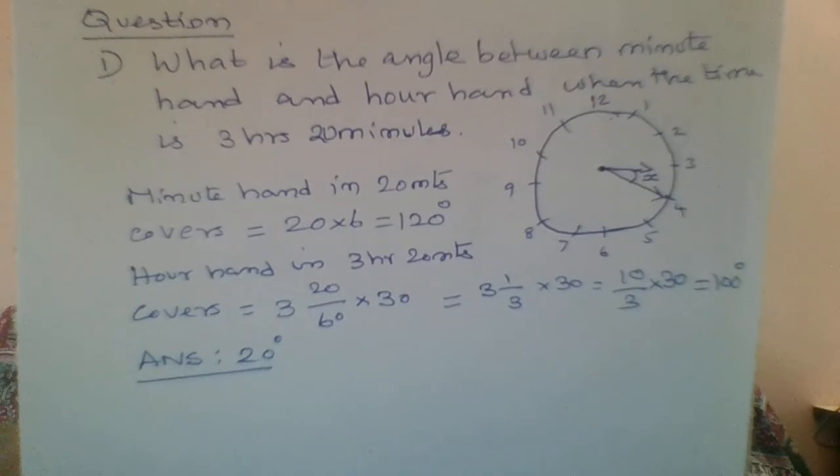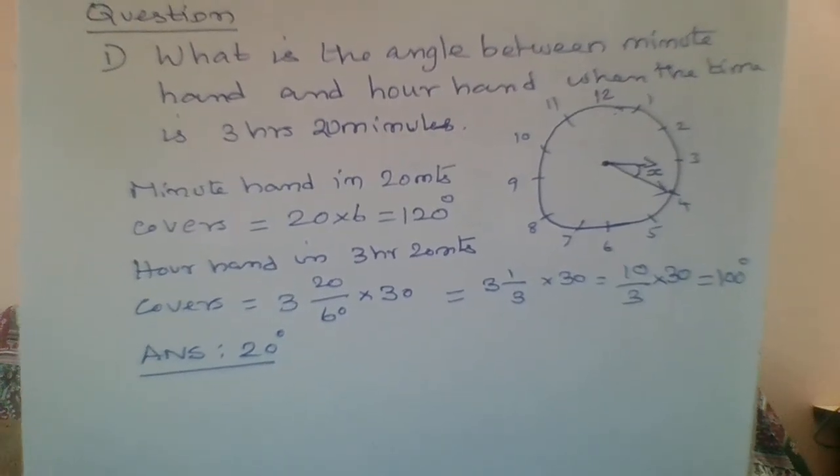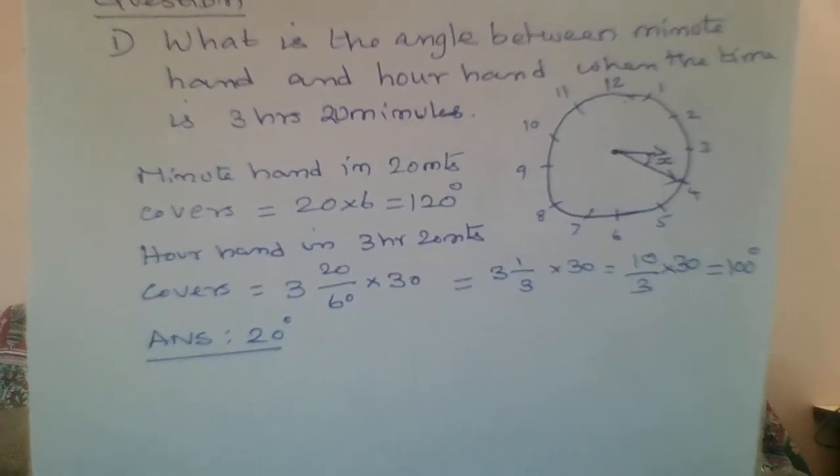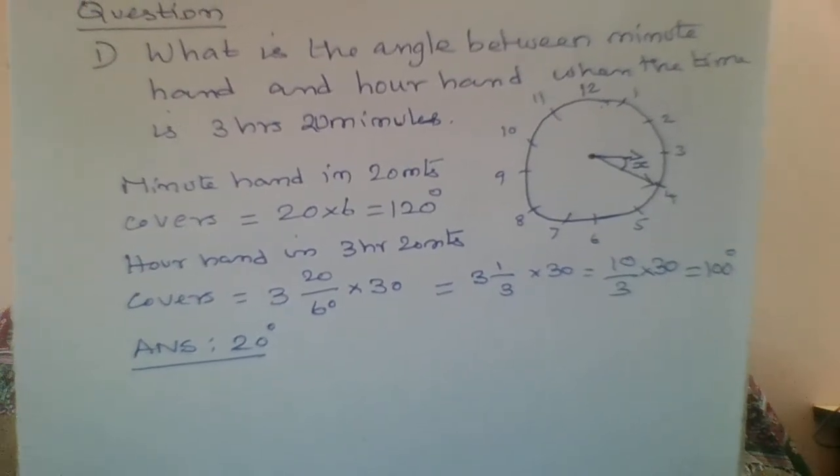The problem will always ask what is the acute angle between the hour hand and the minute hand. So once you know this fundamental, that the hour hand covers 30 degrees in 1 hour and the minute hand covers 6 degrees in 1 minute, then with this fundamental you can solve any problem on clocks without any difficulty.